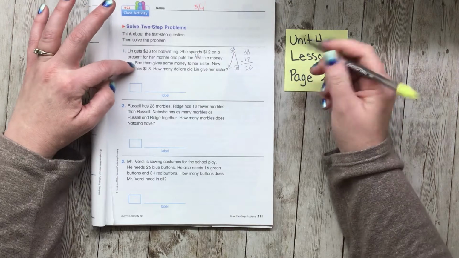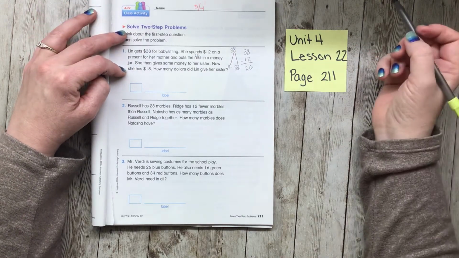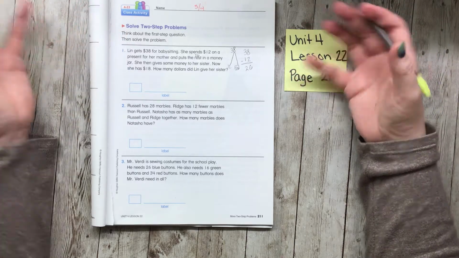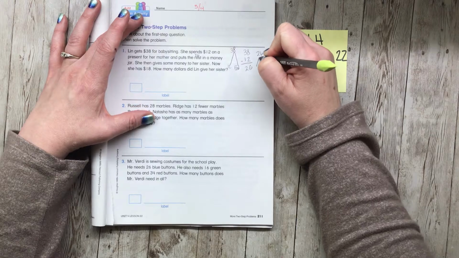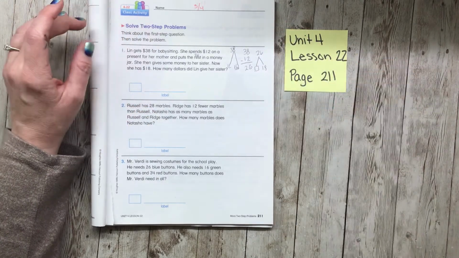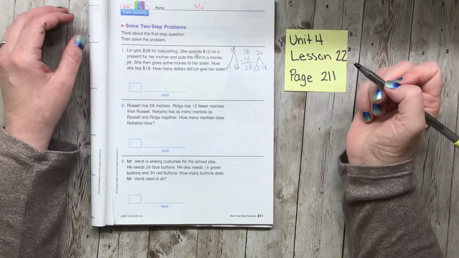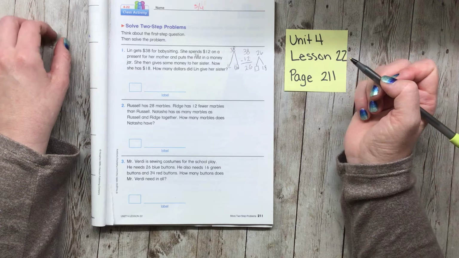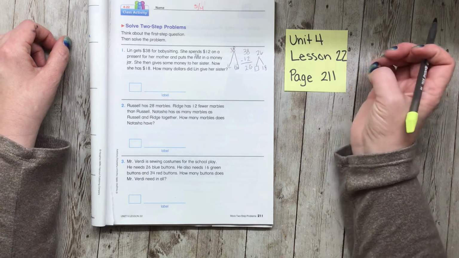Then she gives some money to her sister, and now she has 18. So we're just going to subtract some more money. All right, so she has 26 now, and she gives some to her sister, and now she has 18 left. So if we subtract 18 from 26, we should figure out the total there. Go ahead and put your answer in the chat, and I will see if we are correct.